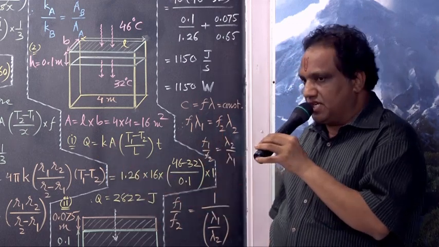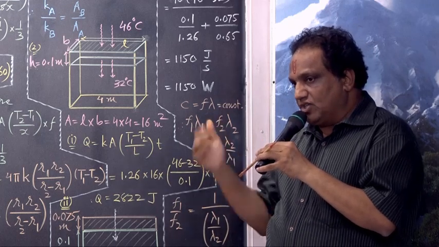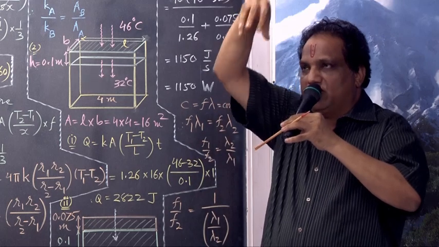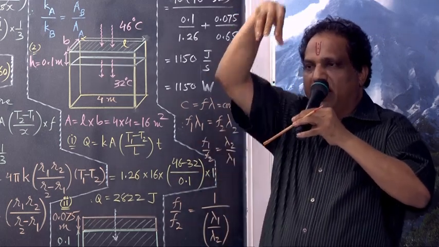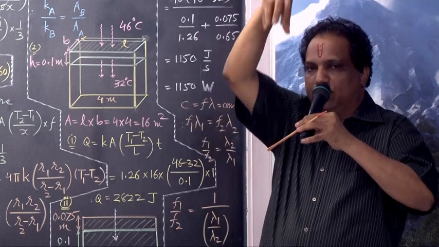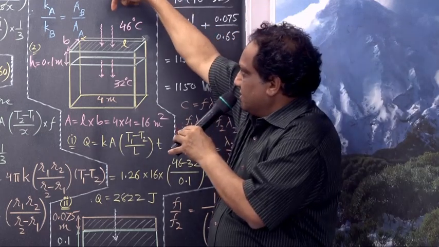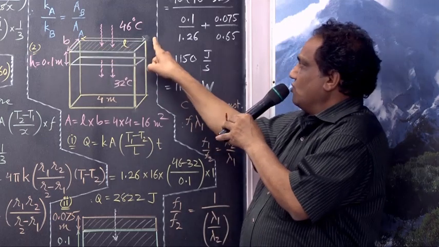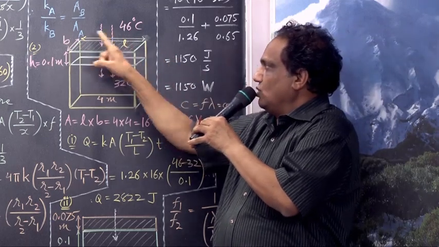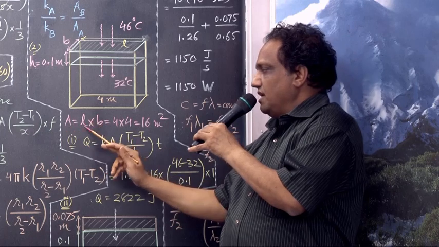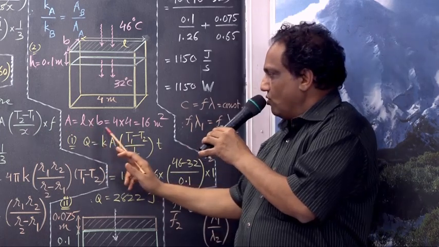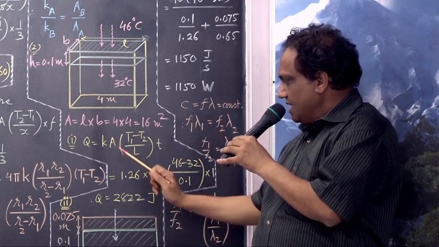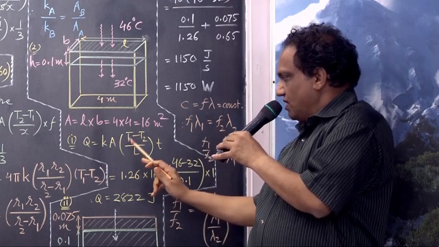A is the cross section area. Which cross section area? That cross section area which is perpendicular to the direction of heat conduction. Perpendicular to the direction of heat conduction is this, and perpendicular to that is this area. So A is length into breadth. Both of them are 4 meter each, so 4 fours are 16 meter square. A is 16.